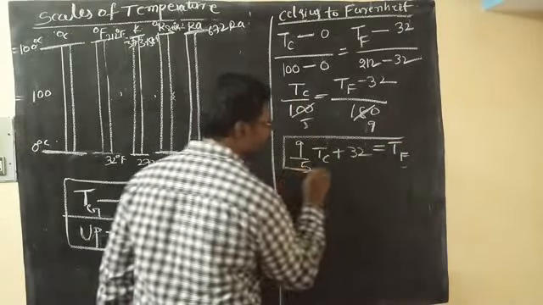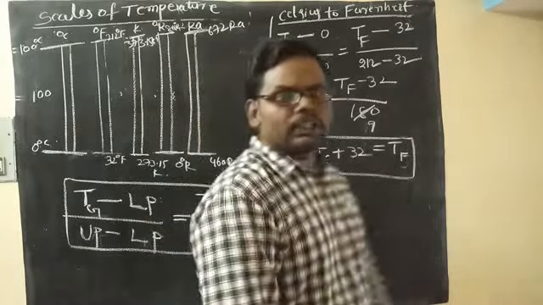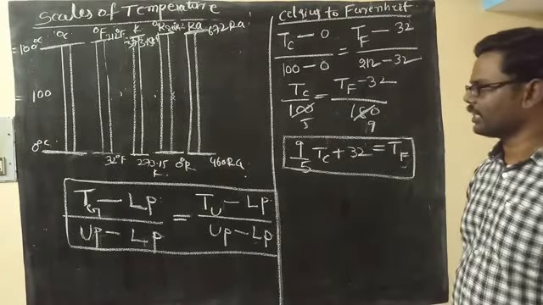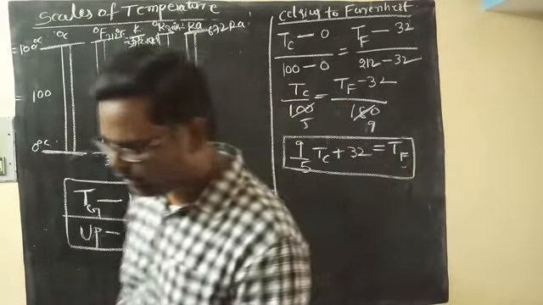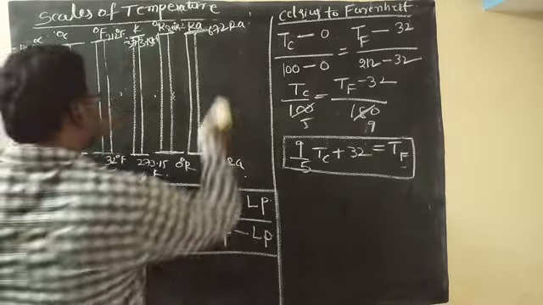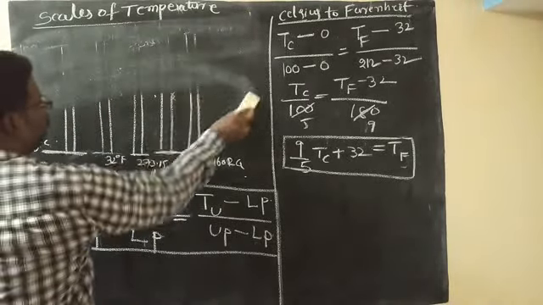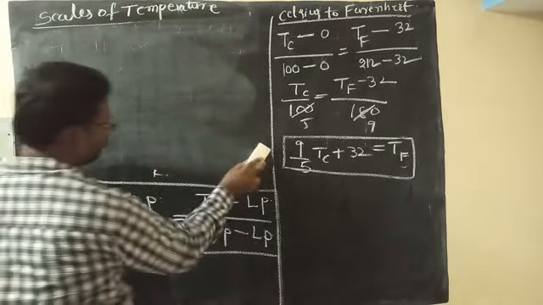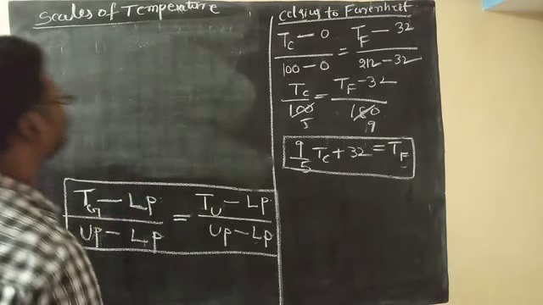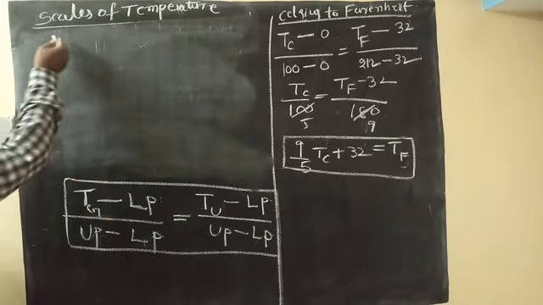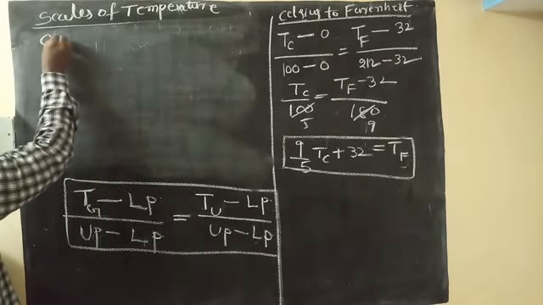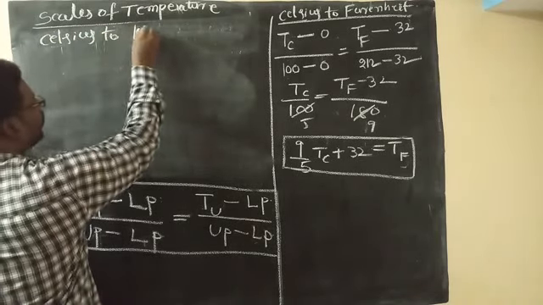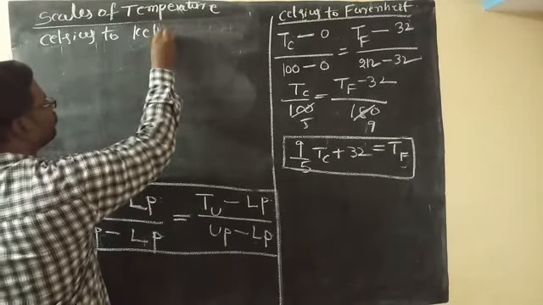By using this formula we are able to convert Celsius scale to Fahrenheit scale. Let's take one more. Right. So now Celsius to Kelvin. Celsius to Kelvin.